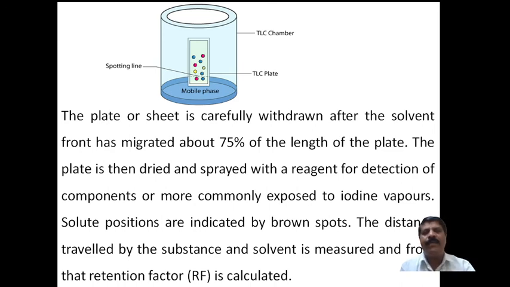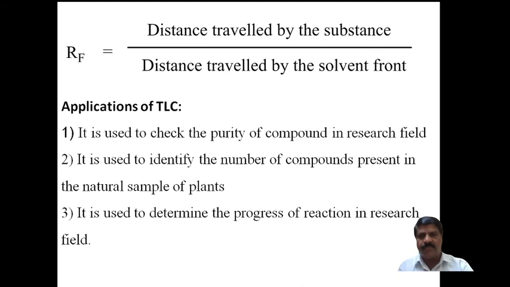Check the purity. If a single spot converts into multiple spots, it indicates that more compounds are present. If a single spot remains a single spot, it indicates that it is the purest form. Therefore, we say this is how it is calculated. Now here, the distance traveled by the substance is measured for the particular spot. We say that is a particular spot.